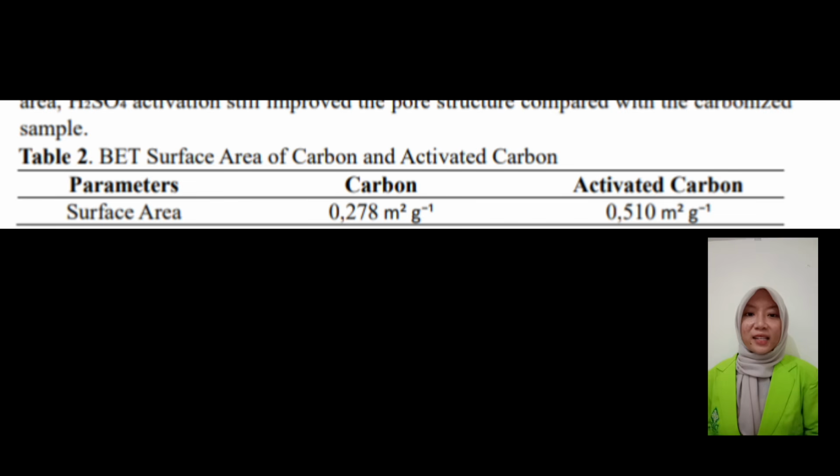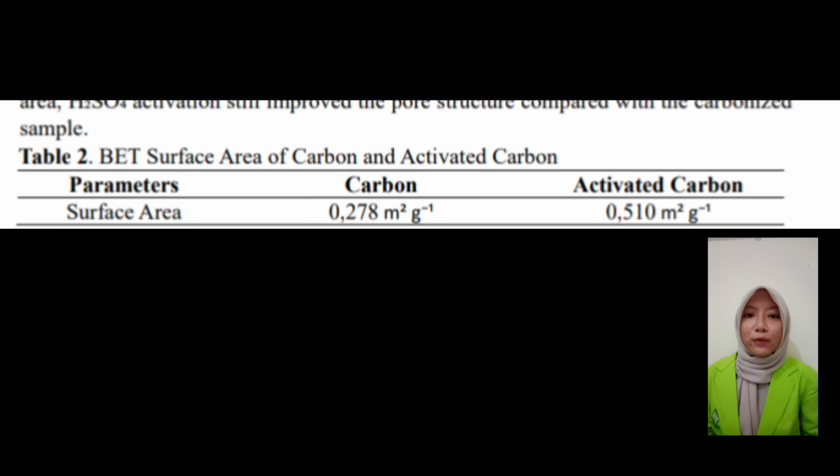The BET surface area results are presented in Table 2. Sulfuric acid activation increased the specific surface area from 0.78 to 0.510 square meters per gram, indicating that chemical activation promoted pore development. Sulfuric acid acts as a dehydrating agent, facilitating the decomposition of lignocellulosic components and removal of non-carbon substances, thereby creating additional pores.